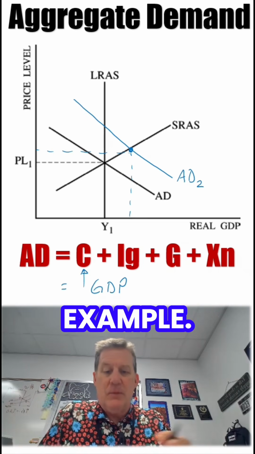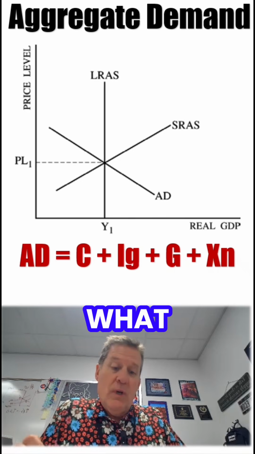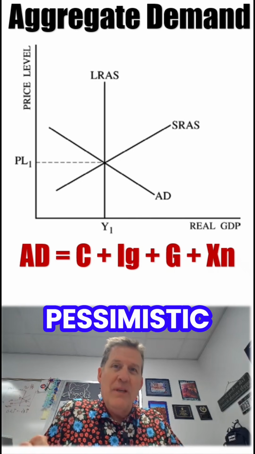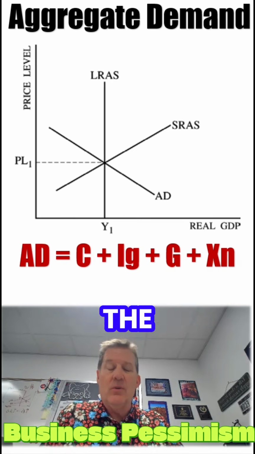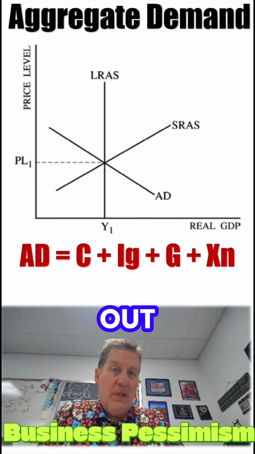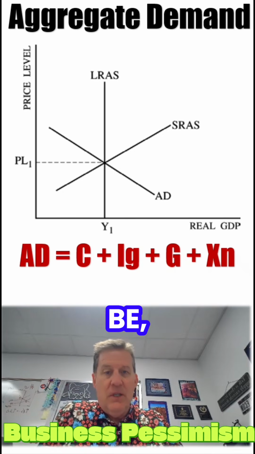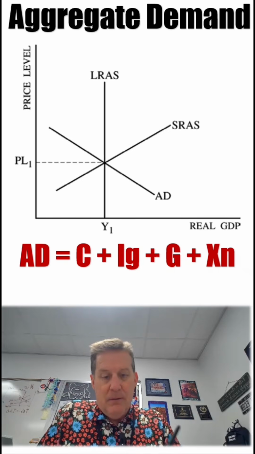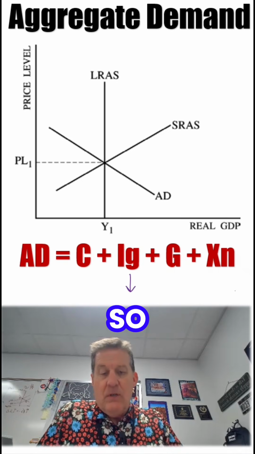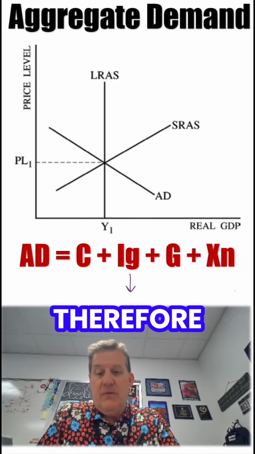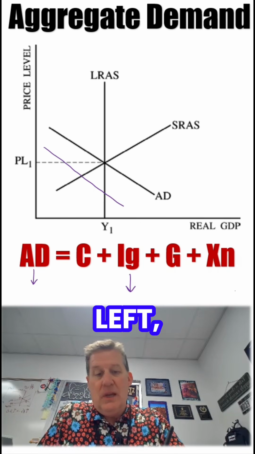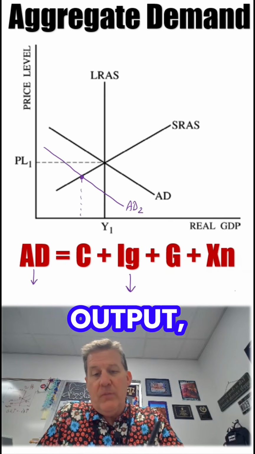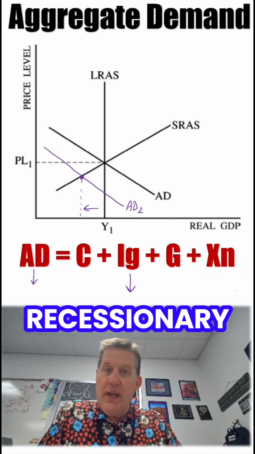So there's that example. All right, how about this example? What if businesses are a little pessimistic about the future? They're a little worried that there could be a recession on the horizon or whatever. Well, you know what? It turns out that that very thinking could be prophetic. So investment spending would go down, therefore aggregate demand would go down. That means it shifts to the left, and we mark it as AD2. Our new level of output, we would say, is a recessionary gap.